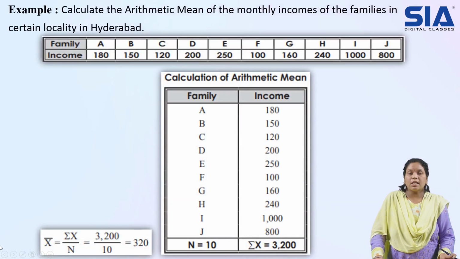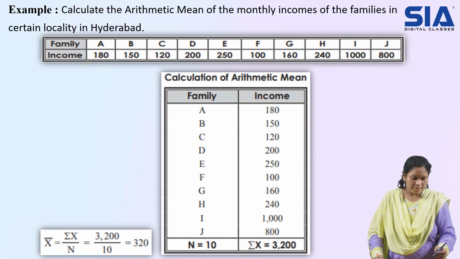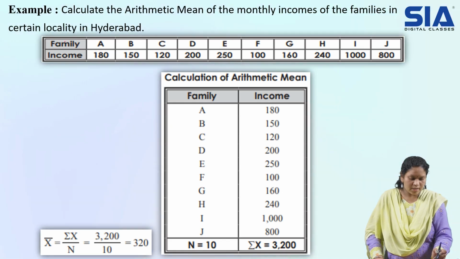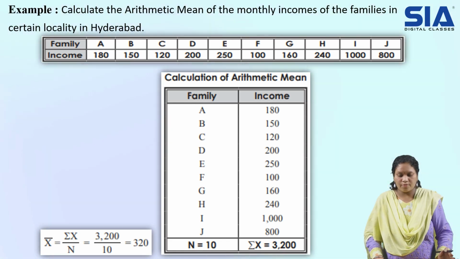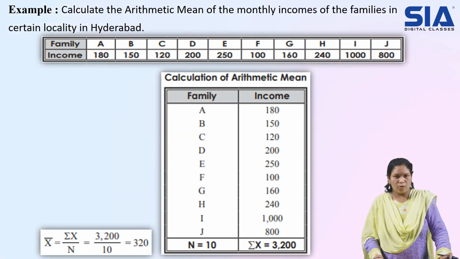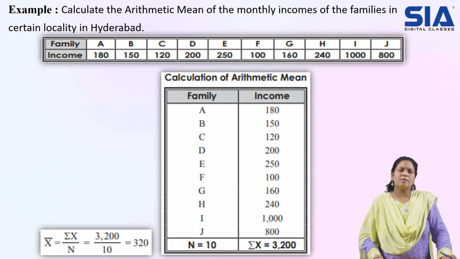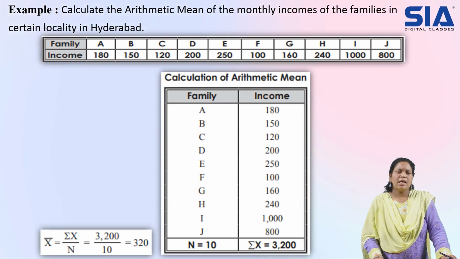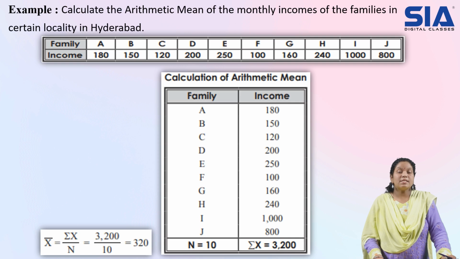Let us check that particular data in the form of an example. The example they have given here is to calculate the arithmetic mean of the monthly incomes of the families in a certain locality in Hyderabad. So in Hyderabad, they have given some data about monthly incomes of some families. Check out the data: the first row is family, the second one is income. So particular families have got particular incomes.